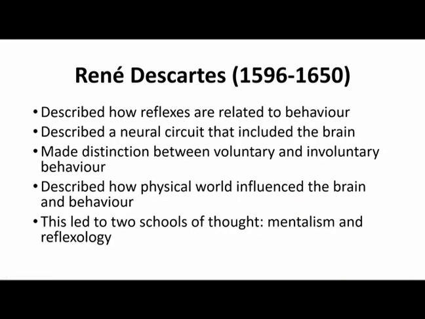So our summary of Descartes is that he described how reflexes are related to behavior. That automatically occurring thing happens, and gave us a good idea for that pathway. He also described a neural circuit that included the brain. This, at the time, wasn't a really common idea that our behaviors would involve the brain. So having that point was a good idea and got us heading in the right direction.